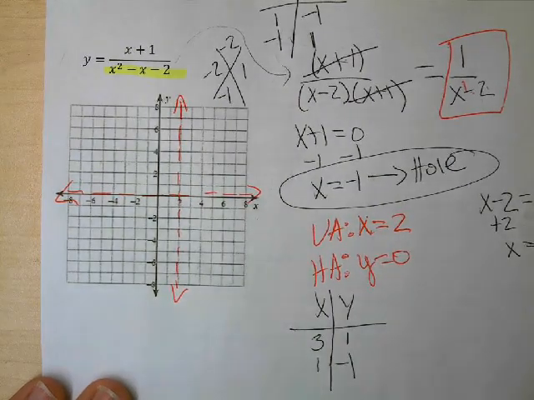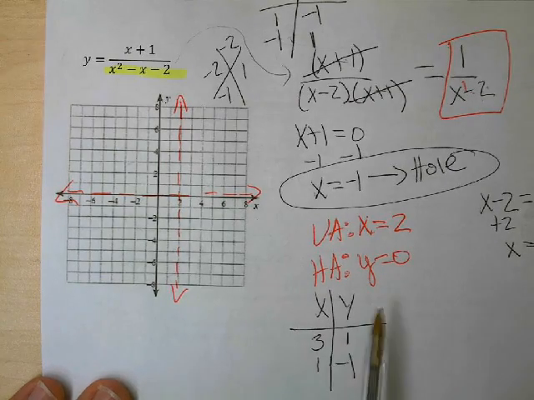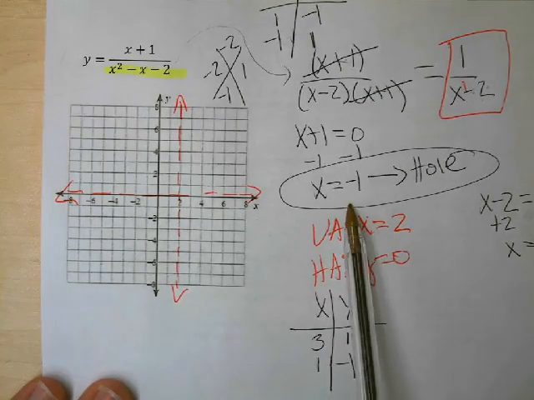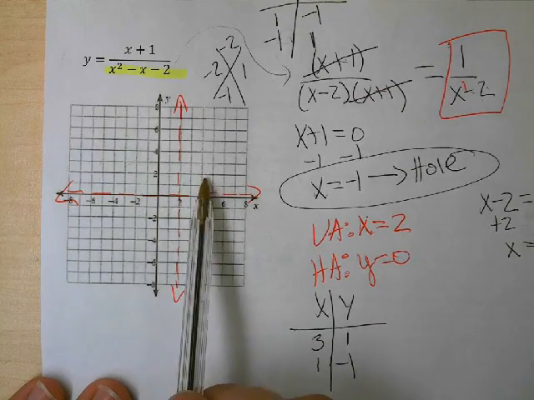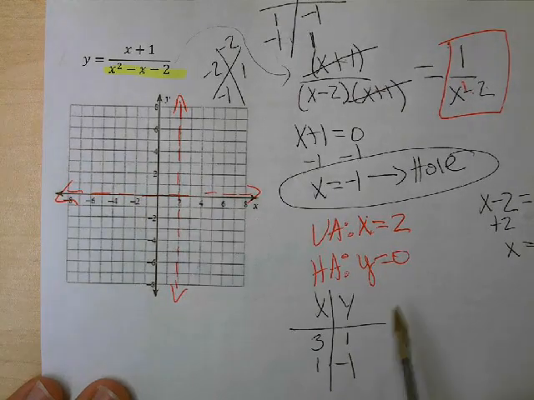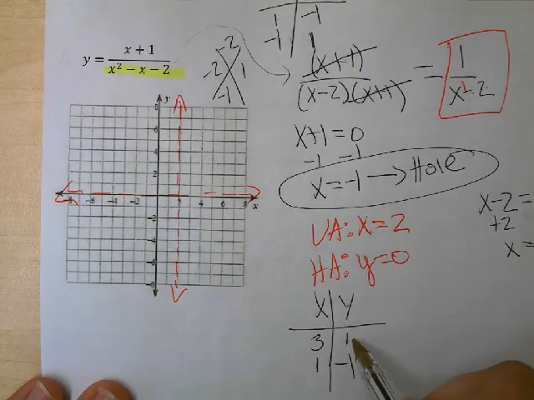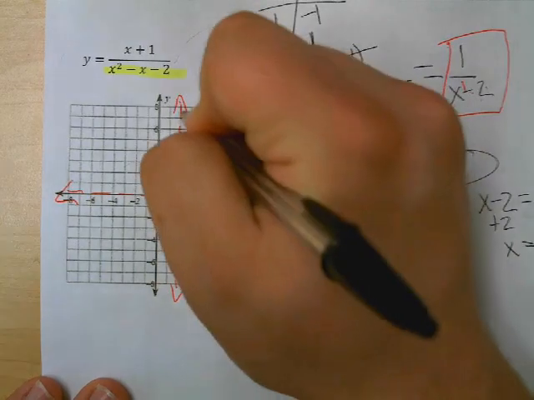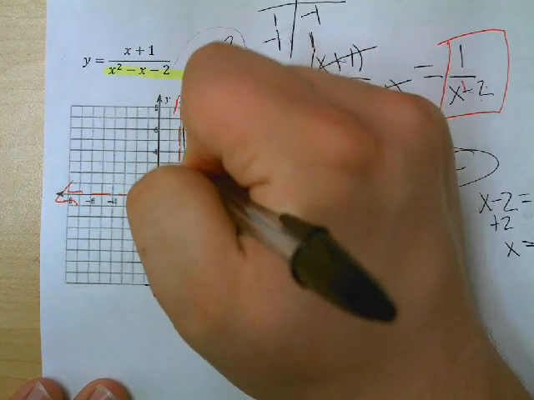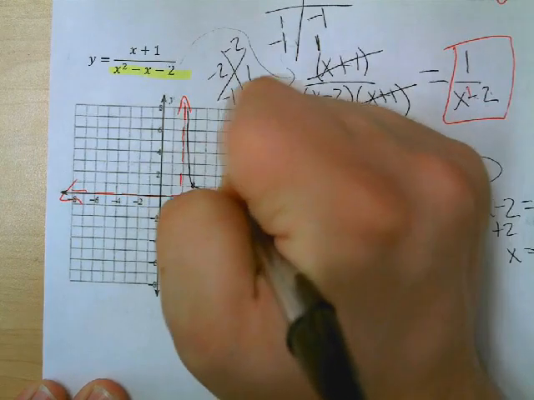So now I can plot my points. Now remember I had this hole at negative 1, so I need to be mindful that over here there's going to be a hole. Over on this side there's not going to be one, so I can just plot my point and not worry about it. So that's just 3, 1. At 3, 1, I have that point. Now this is just going to go right along the asymptote. That's how it's going to travel.